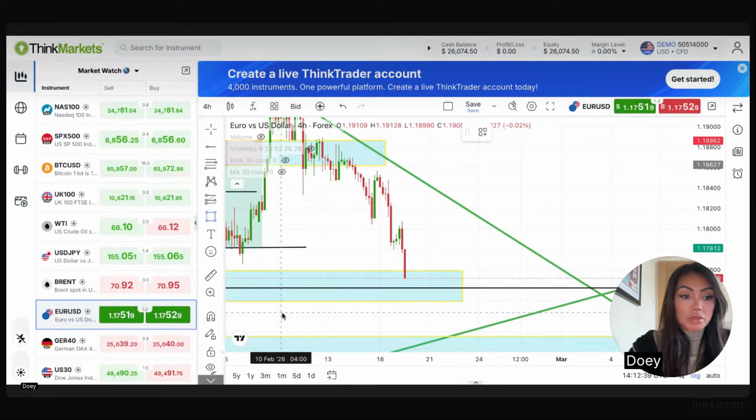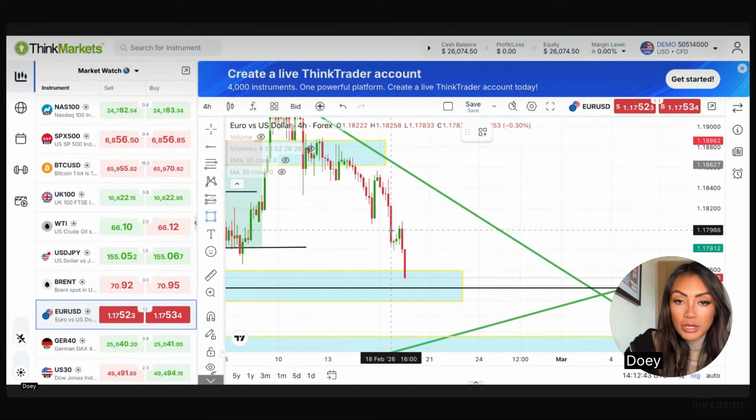Not too sure what keeps happening to my light. It keeps switching off.